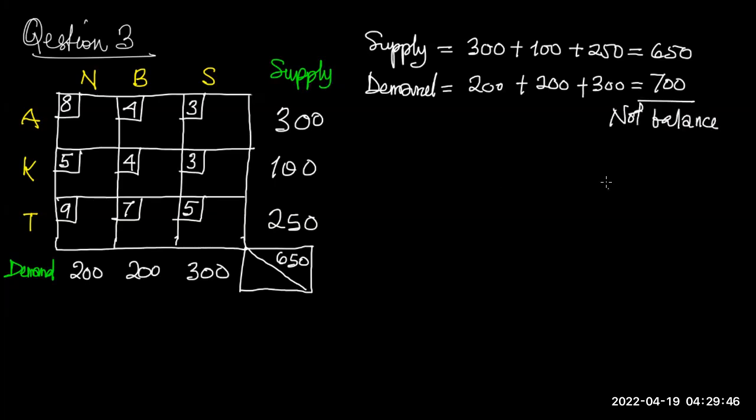So the first thing to do is to balance it. So how do you balance? You increase it. Which of them do you increase? The supply. The column. Okay, how do you increase? By creating another column. Yes, okay. You apply the dummy. Yes, it's called a dummy.